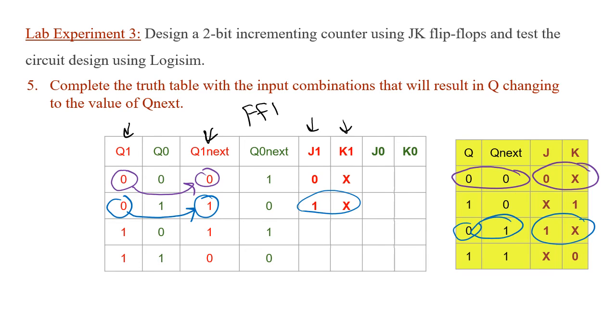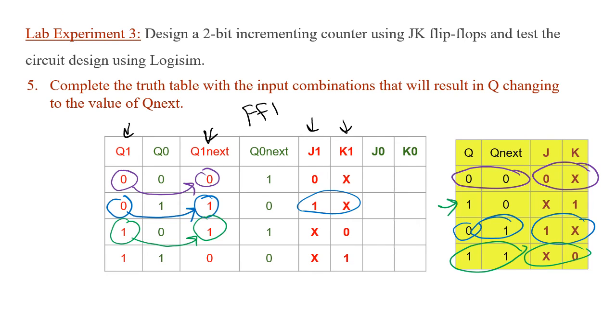In the next row, we have Q1 transitioning from 1 to 1. So in order for this to happen, we need the values of J and K to be don't care and 0. Finally, from 1 to 0, we need J and K to be don't care and 1.